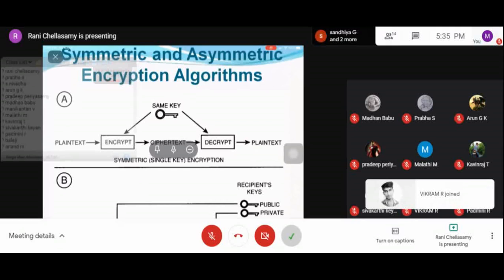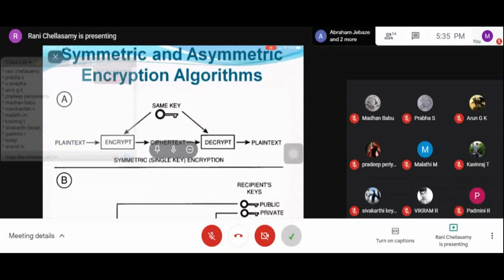Coming to the asymmetric, for encryption the public key will be used, and for decryption you will be using the private key. So see here, the plain text is encrypted with the help of the recipient's public key, and it is converted into ciphertext, and this ciphertext is given as input for the decryption process. At this stage, the recipient's private key is used for decrypting the ciphertext, which is converted into the original plain text again. So here two keys are used, the public key and the private key. The private key is used for the decryption process and the public key for the encryption process.